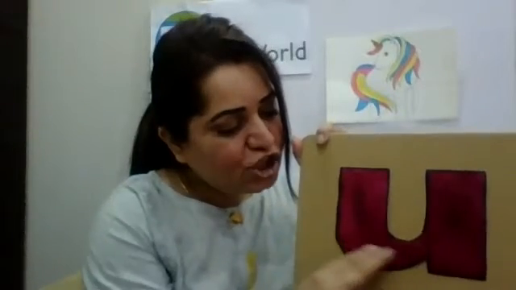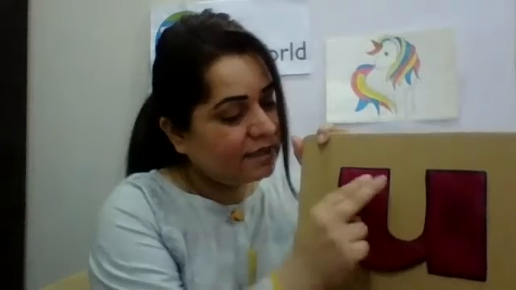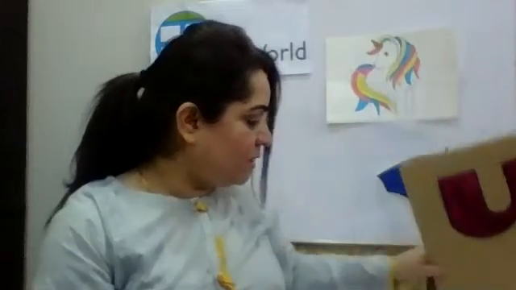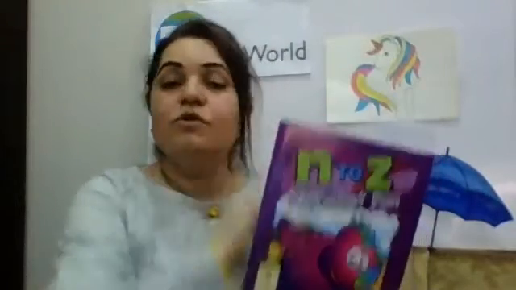Now this says U, up, U, up, U, up, right? So this is the alphabet for today. That is U. Okay, so we can just put this over here as well. So you can just have a look at that. And now we're going to do the tracing on our alphabet book from N to Z, because we are going to trace the small U today. So we are going to take out this book and take out page number 26.